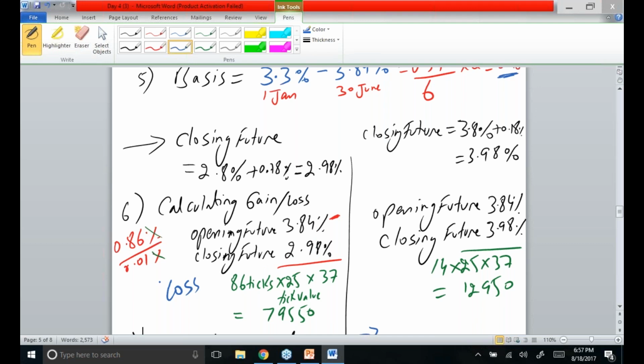Take the difference, that is 0.86%, convert it into ticks. And how do you convert it into ticks? By dividing by 0.01%. What is 0.01%? The tick value. So 86 ticks into 25, the tick value, into 37, the number of contracts, the standard formula: number of ticks into tick value into number of contracts. So your loss is 79,550. And in this case, compare the 3.84, the opening future, with the 3.98. Your gain is 14 ticks into 25 into 37. That is 12,950.